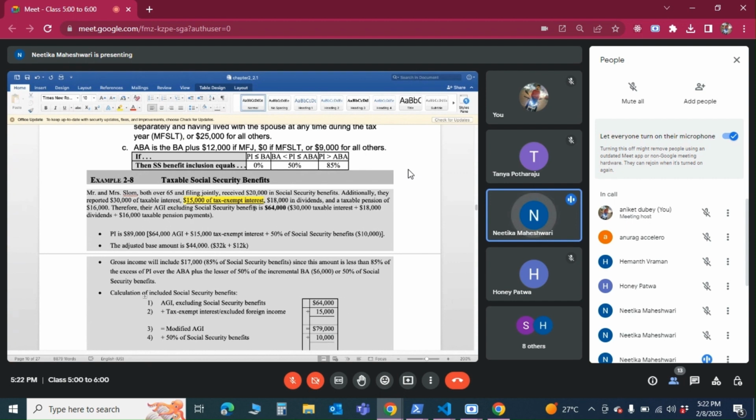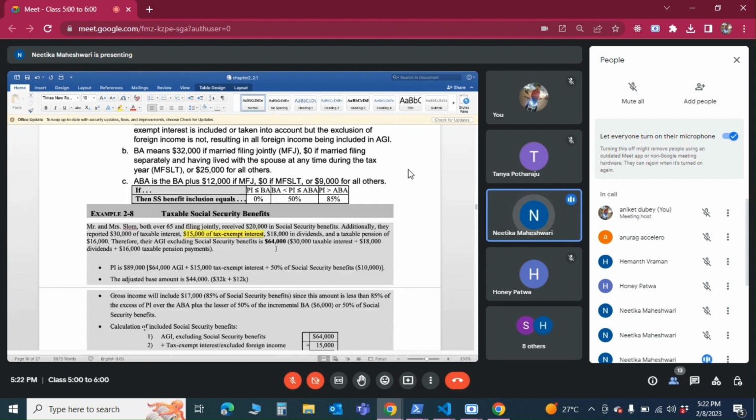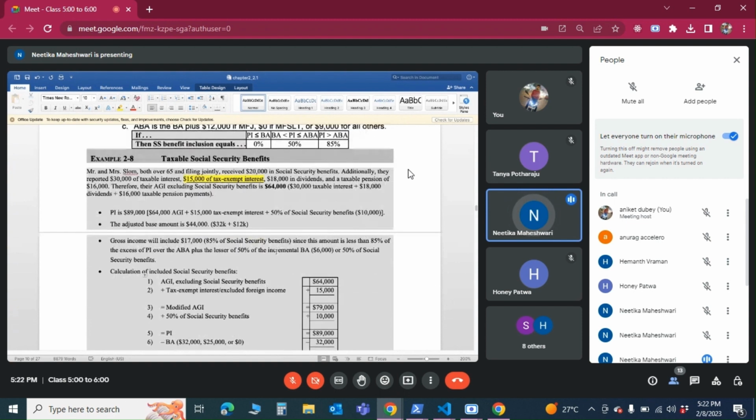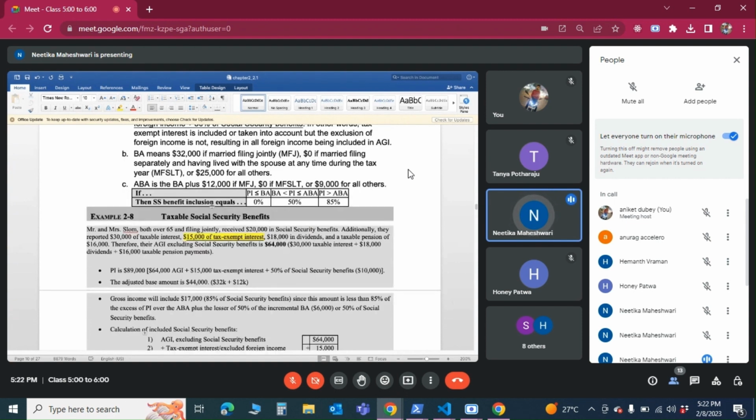So that's why they want to make sure that those who are earning more than the base amount they have put up, like 32,000 or 44,000, clearly that's the first indication that social security is going to be taxable. Up to what extent it is taxable, we'll have to do some accurate calculation and see what category they'll fall under.